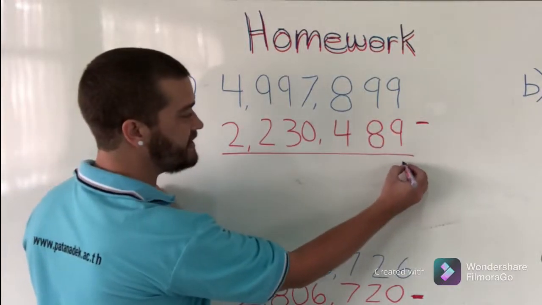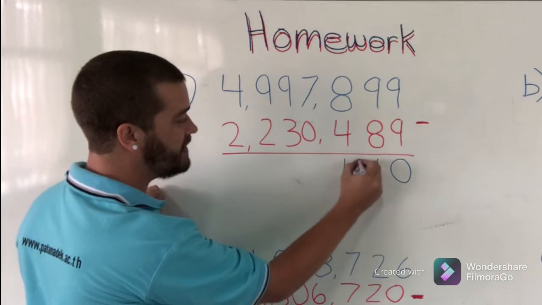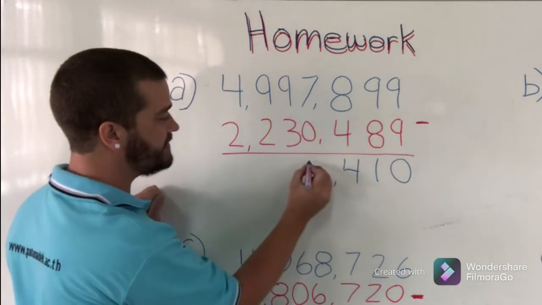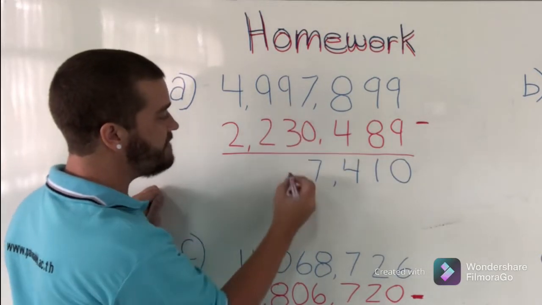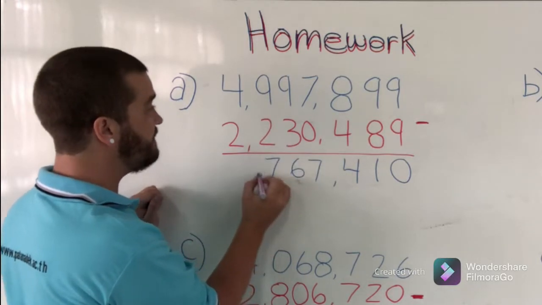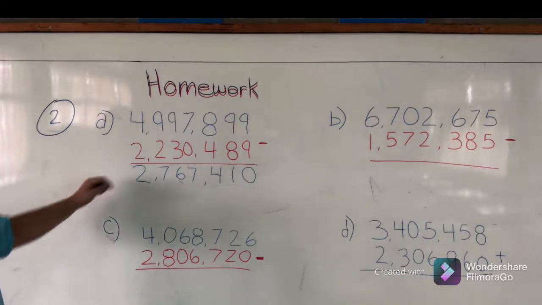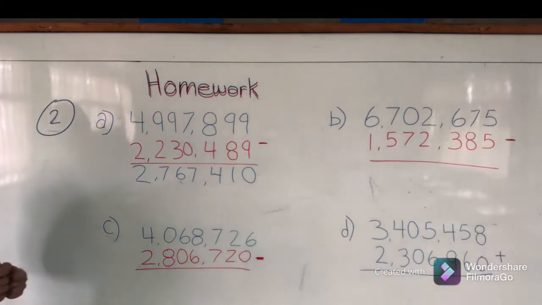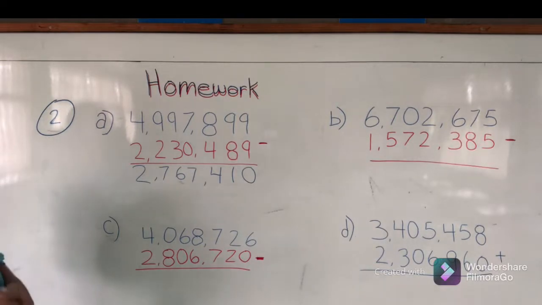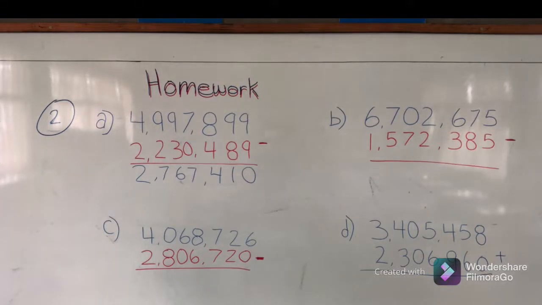9 minus 9 is 0. 9 minus 8 is 1. 8 minus 4 is 4, comma. 7 minus 0 is 7. 9 minus 3 is just 6. 9 minus 2 is 7. And then 4 minus 2 is 2. The answer for 2A is 2,767,410. All right, let's go ahead and move on to B.